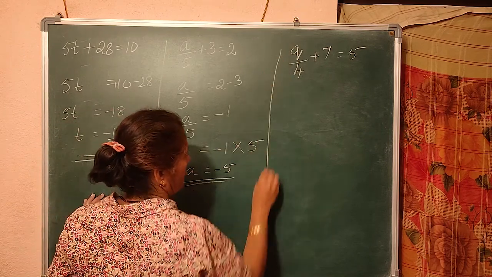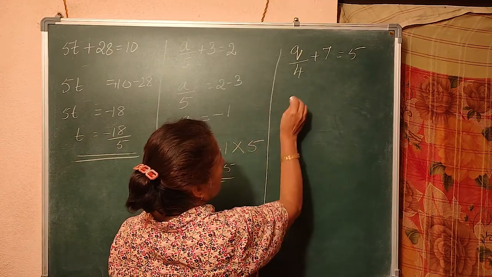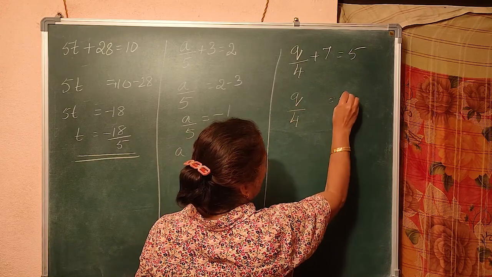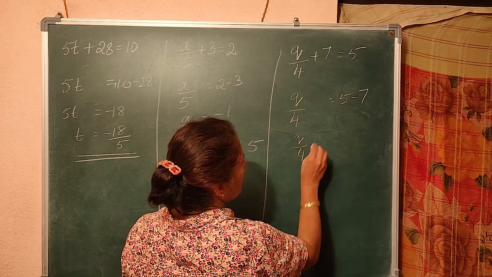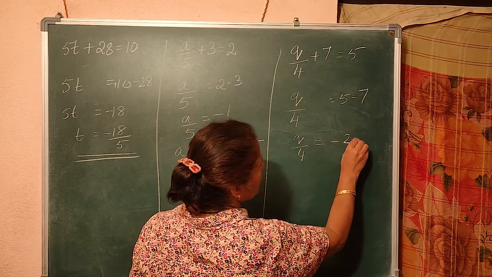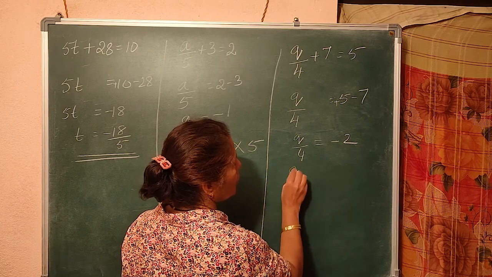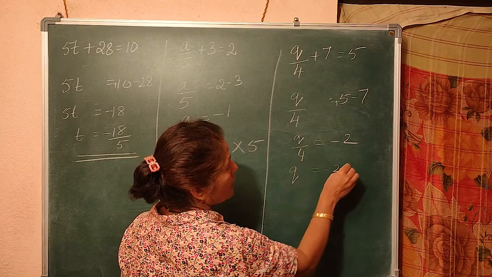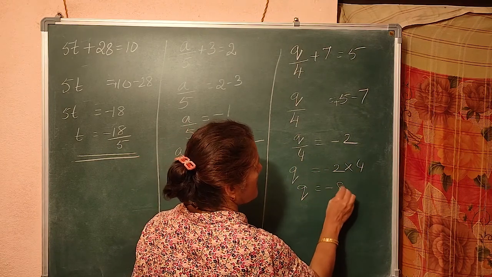Go to the next one. Q by 4 plus 7 is equal to 5. Q by 4 is equal to 5 minus 7. Q by 4 is equal to minus 2, since 5 minus 7 is minus 2. Q is equal to minus 2. Here it is divided, so into 4. So Q is equal to minus 8.